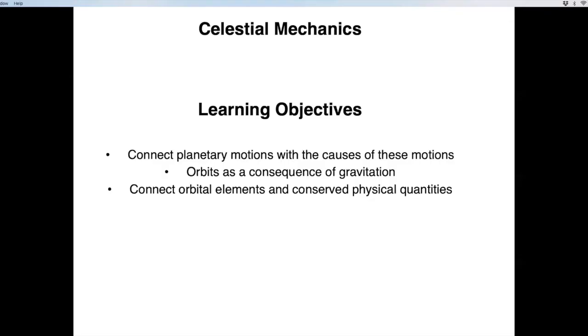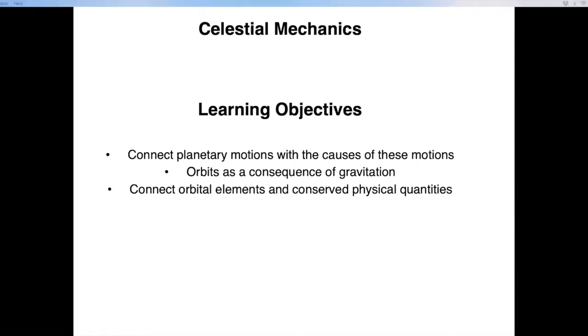Hello students, let's start now Module 4, Celestial Mechanics. We studied with Kepler's laws how the planets move. Celestial Mechanics answers the question of what is causing the planets to move. So the learning objectives for this module is to connect planetary motions with the causes of these motions, explain the orbits as a consequence of gravitation, and connect the orbital elements with conserved physical quantities.